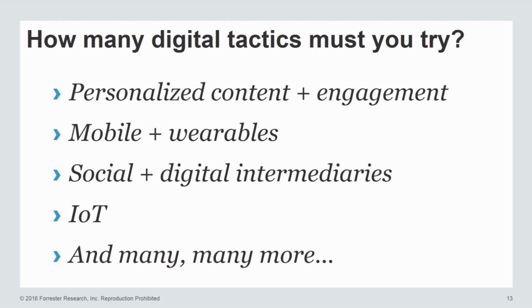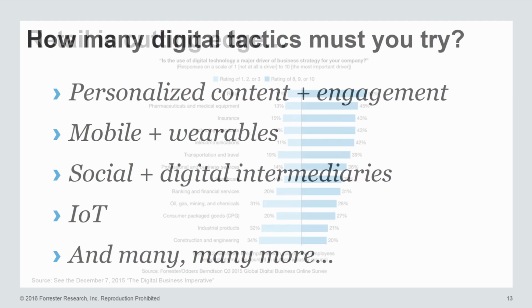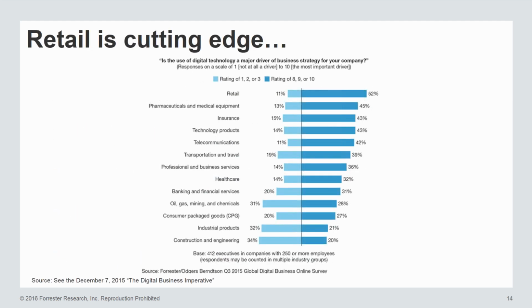So who's doing this well, though? It's not that everyone's failing. Certainly there must be someone doing this well in terms of embracing technology as a means to drive your digital business strategy. And when we look at the data, we can see that executives in retail feel that technology is driving their business more so than any other vertical.